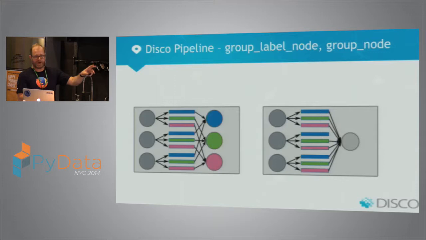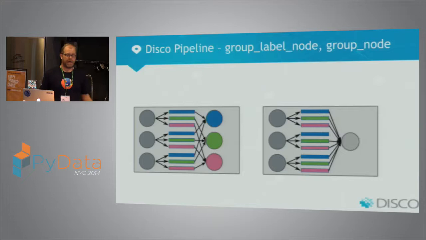The last one is group node, which says take everything regardless of its label and collapse it down. This might be a final process step to get all of your data from your job. So with these building blocks, we can then build arbitrary pipelines.